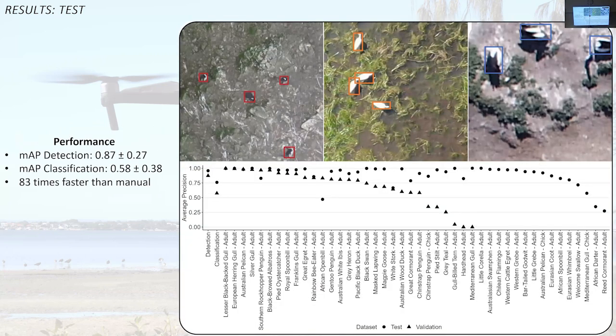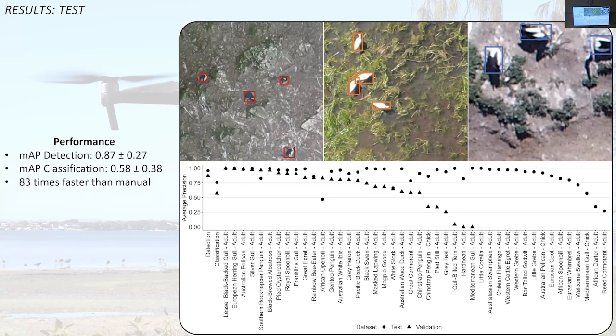So my network had a mean average precision of 0.87, so that's out of 1, which is pretty good for bird detection. And then for classifying the birds into different species, that performance dropped a bit, but it's still good. And in particular for some species, we see that the performance stays really high.